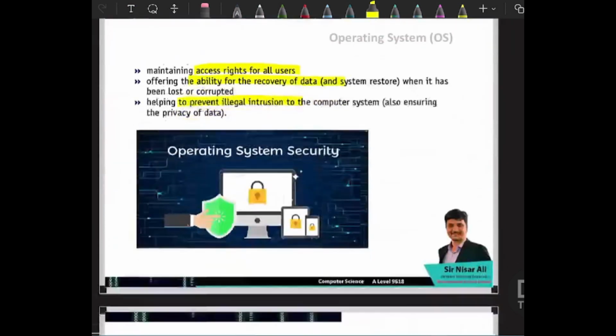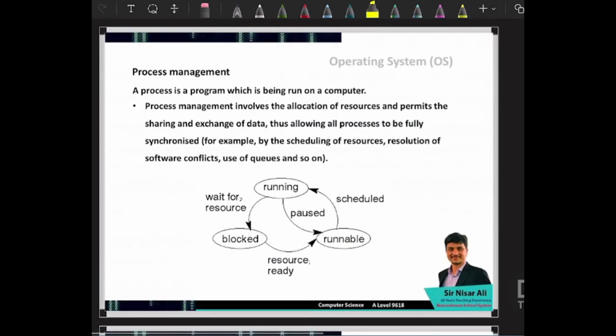security management. Then process management, one very important task of the operating system that allows multitasking. And as I told you, a program, when it is running, is called a process. It means when it is brought into the RAM from the storage, the sleeping program, when it is active, is a process. So a process is a program which is being run on the computer. Process management involves the allocation of resources and permits the sharing and exchange of data.